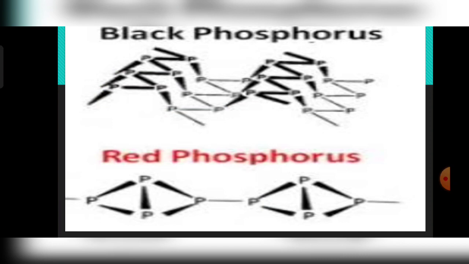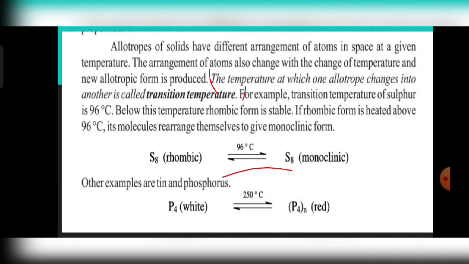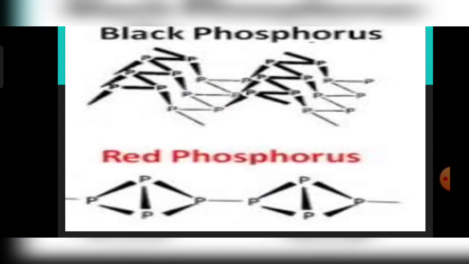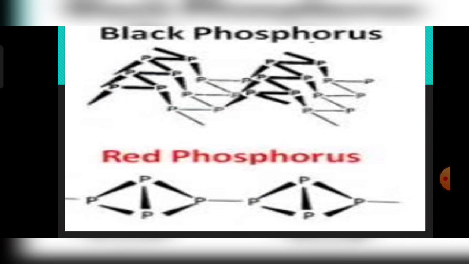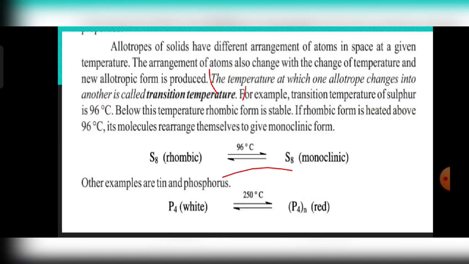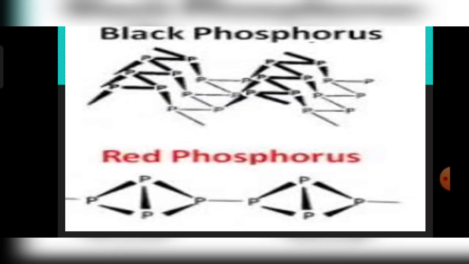Next, after sulfur, phosphorus is another example of an allotropic form, in which white phosphorus has a different structure and red phosphorus has a different structure. We have to discuss the structure of white and red phosphorus. So there is the structure of white phosphorus and red phosphorus. You can also see the same difference between red and white phosphorus.